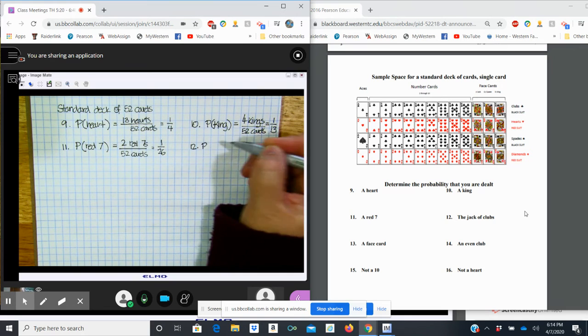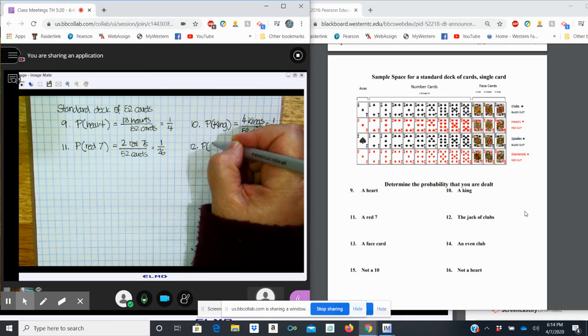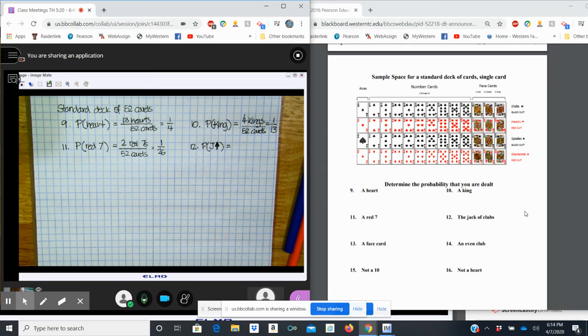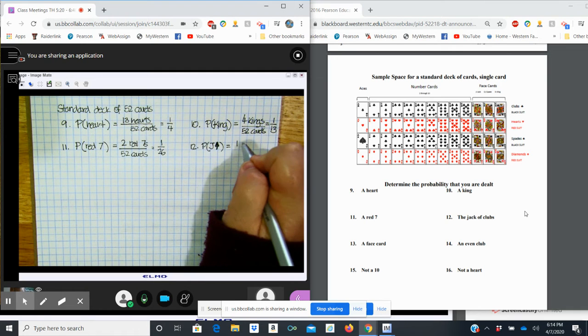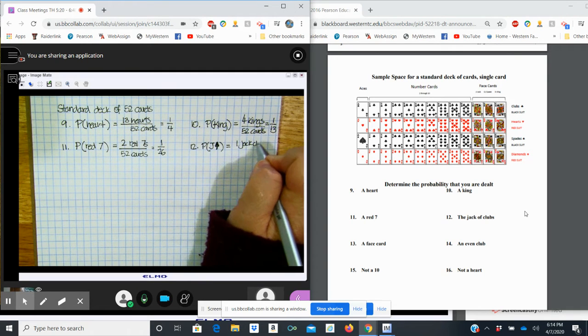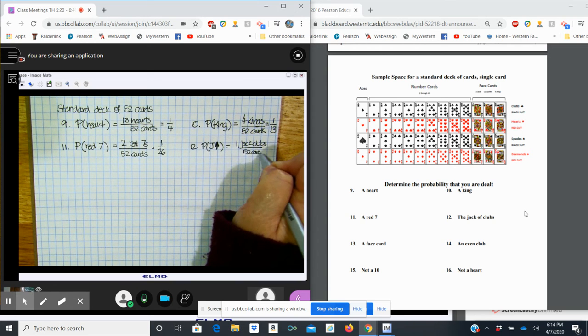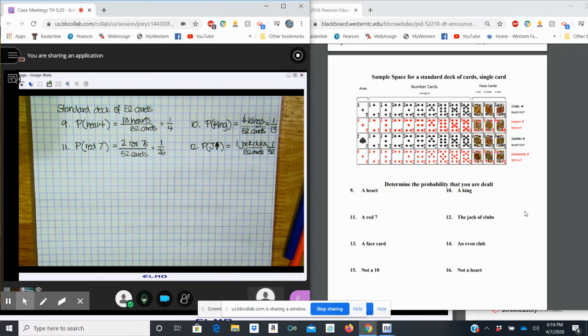Problem 12 asks you for the probability of a jack of clubs. Now, there are 13 clubs, but only one of those is a jack. So this would be 1 jack of clubs out of 52 cards. So that's just going to be 1 out of 52.